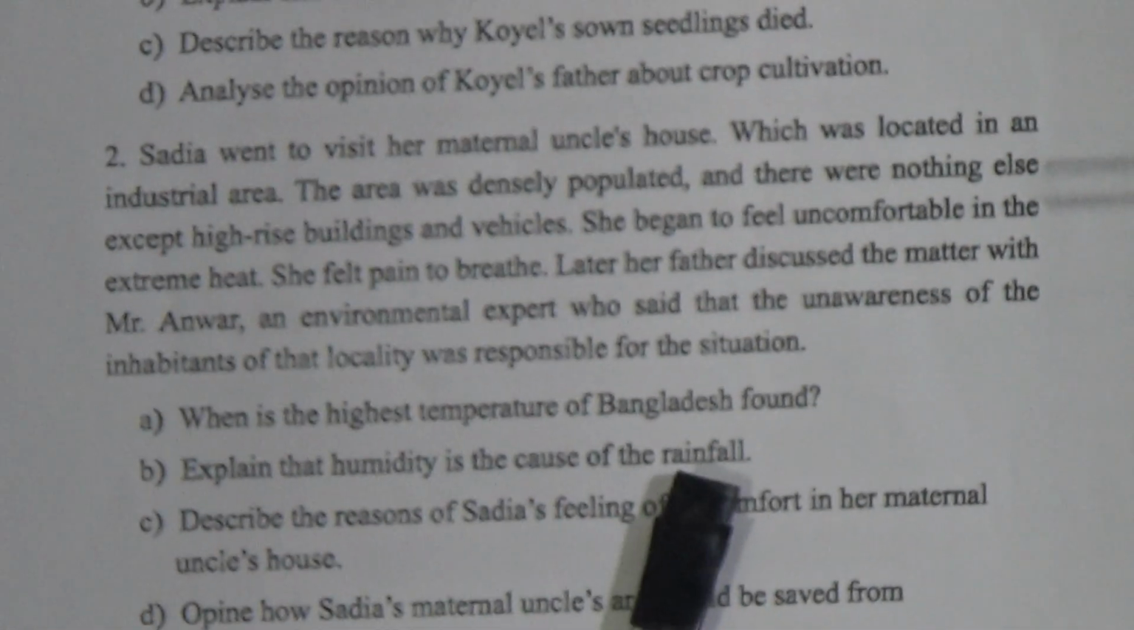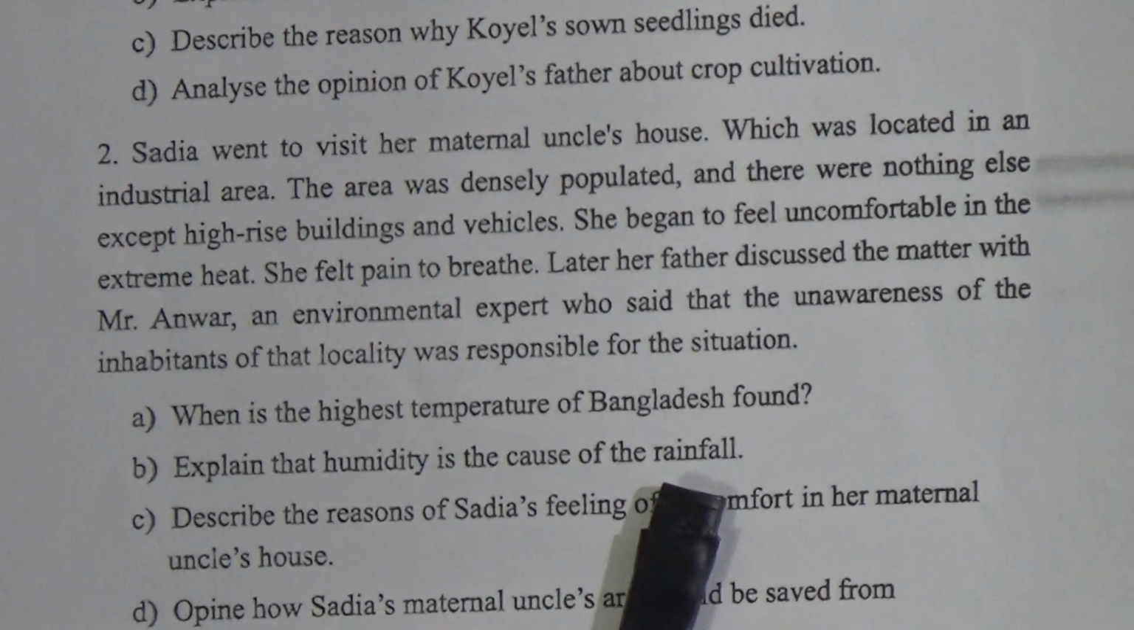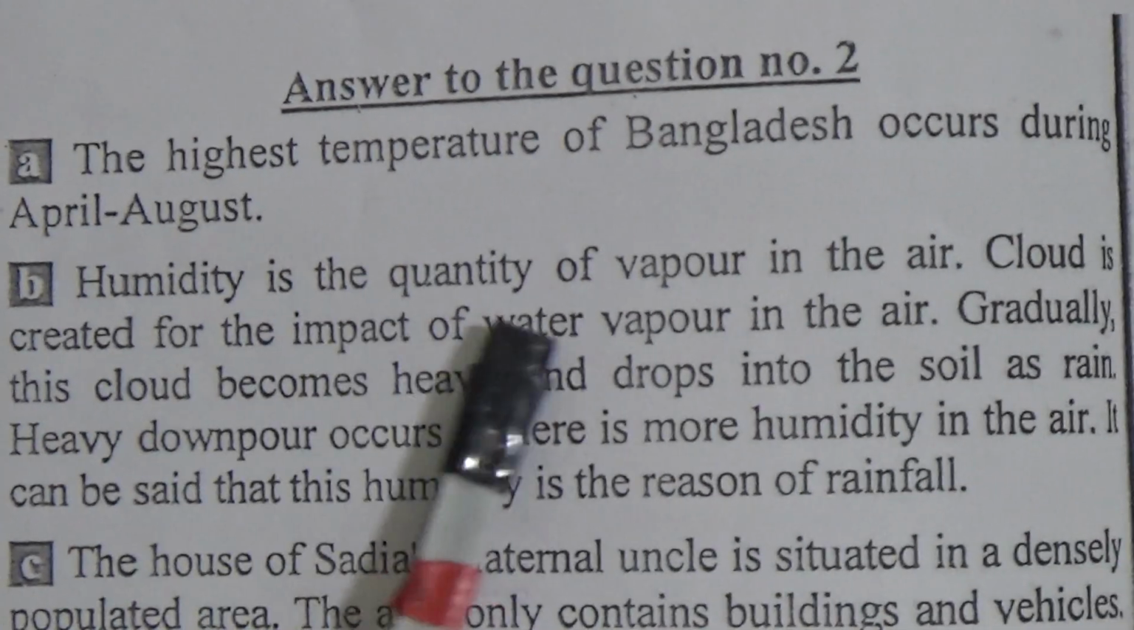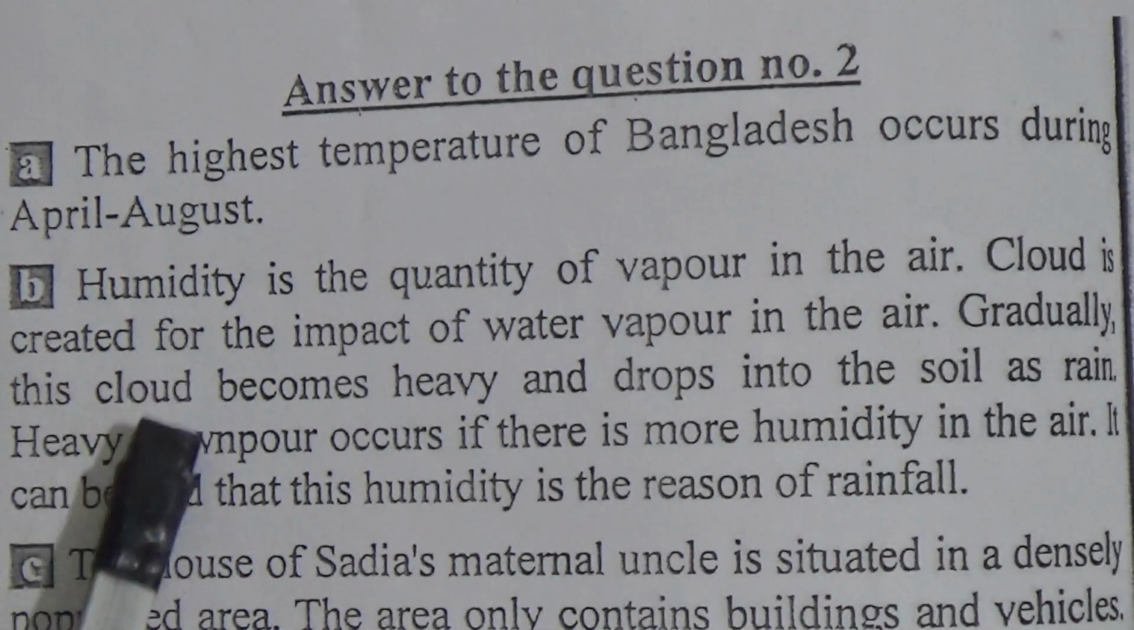Question number B. Explain that humidity is the cause of rainfall. Now to get the answer, look at B. Humidity is the quantity of vapor in the air. Cloud is created from the water vapor in the air. Gradually, this cloud becomes heavy and drops onto the soil as rain. Heavy downpour occurs if there is more humidity in the air. It can be said that humidity is the reason of rainfall.